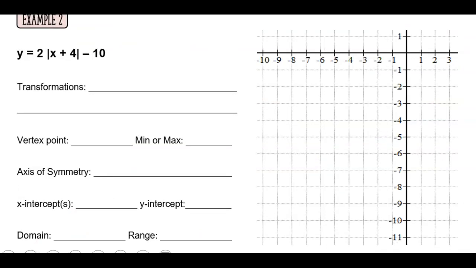Example 2. Now, what's my A value? 2, so is that a vertical stretch or compress? Stretch. And that plus 4 shifts which way? Left 4, and the minus 10 goes which way? Down 10. Okay. Now, let's see here.